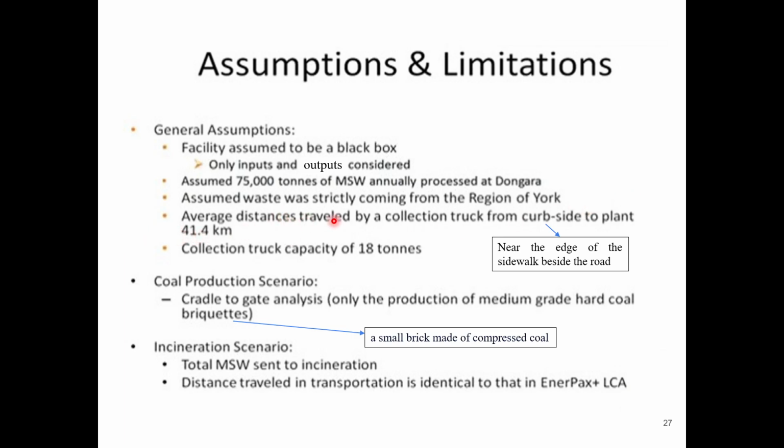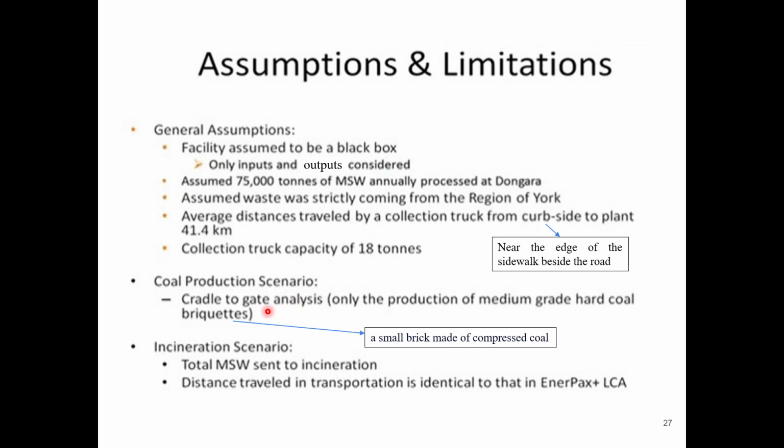Average distances traveled by a collection truck from curbside, that is a truck which is parked near the edge of the sidewalk beside the road. So the distance traveled by the collection truck from curbside to plant was 41.4 kilometers. Collection truck capacity of 18 tons, or 18,000 kilograms.